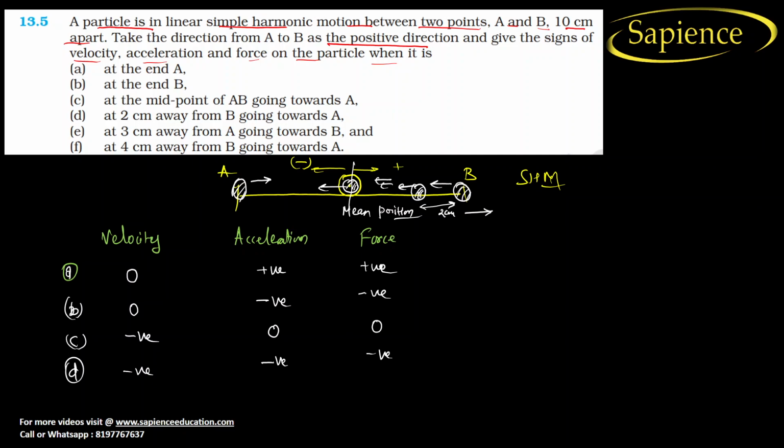Now let us go for E and F. So let us remove these things so that we can get E.